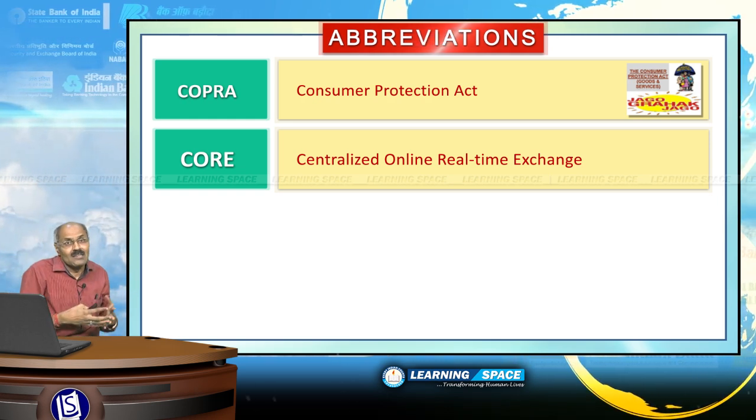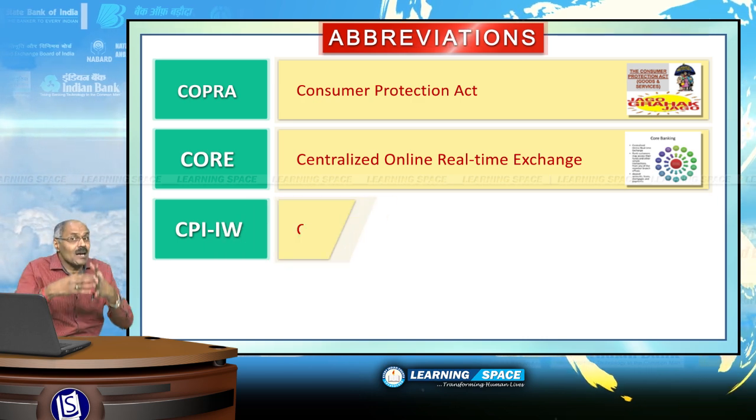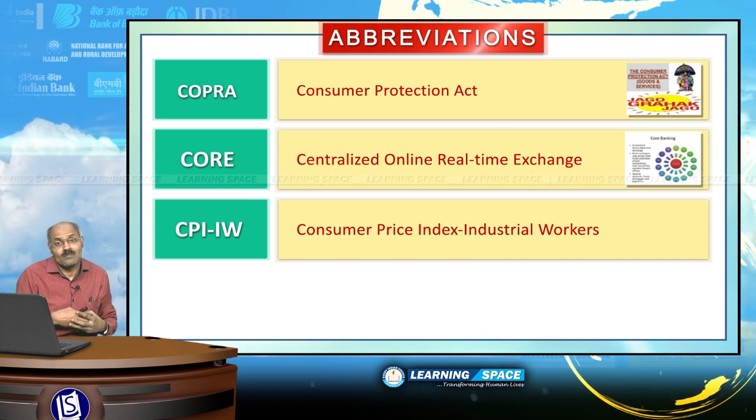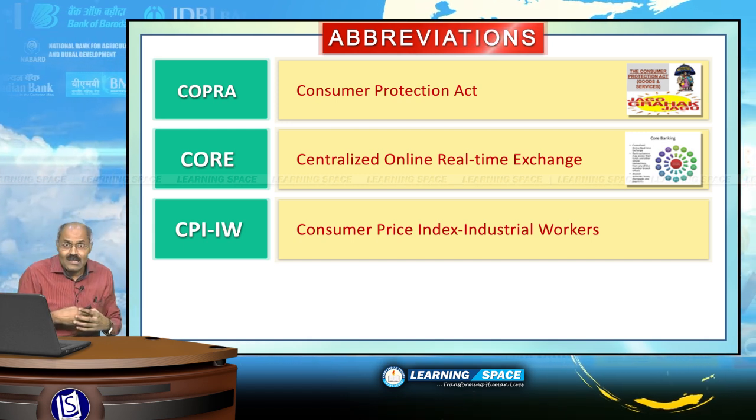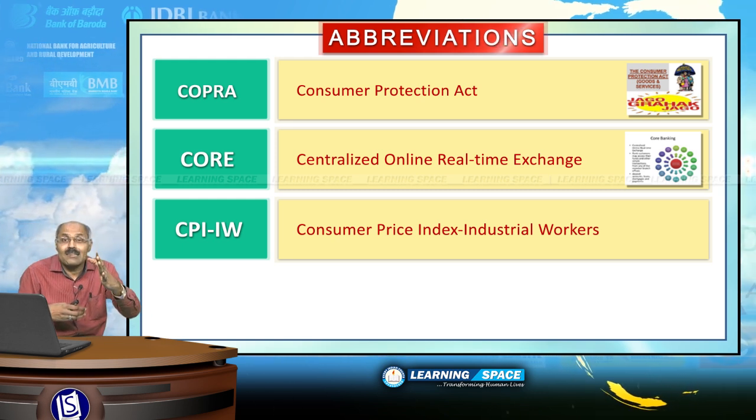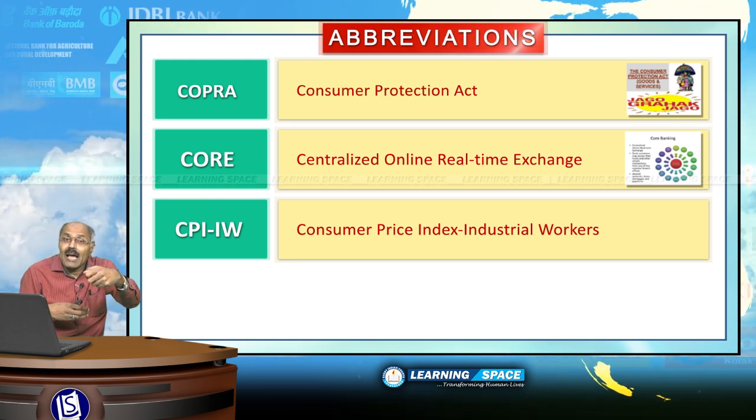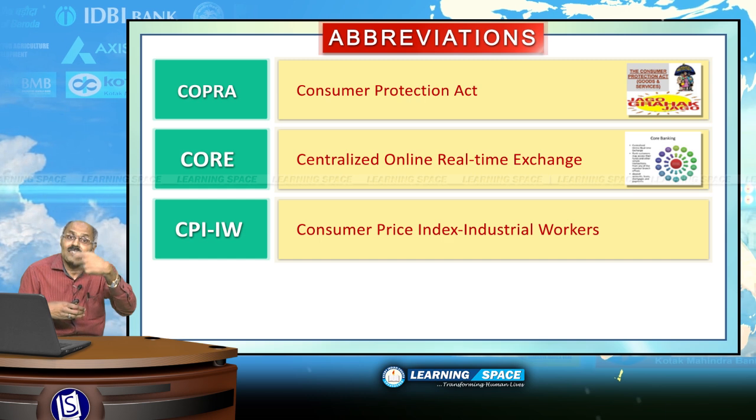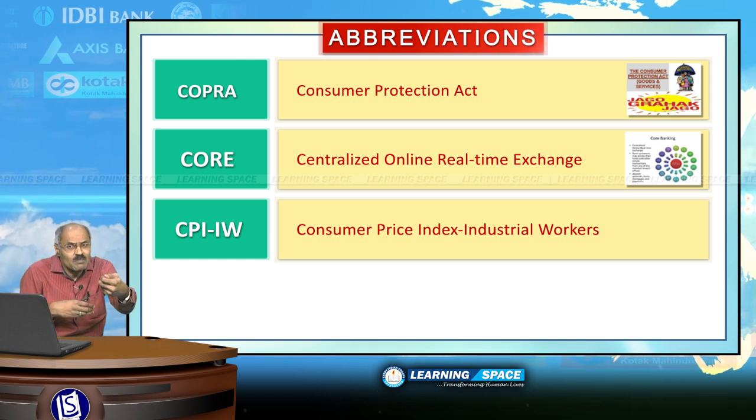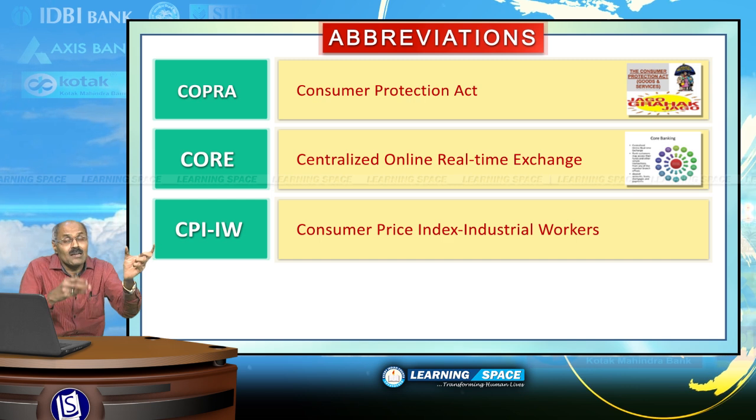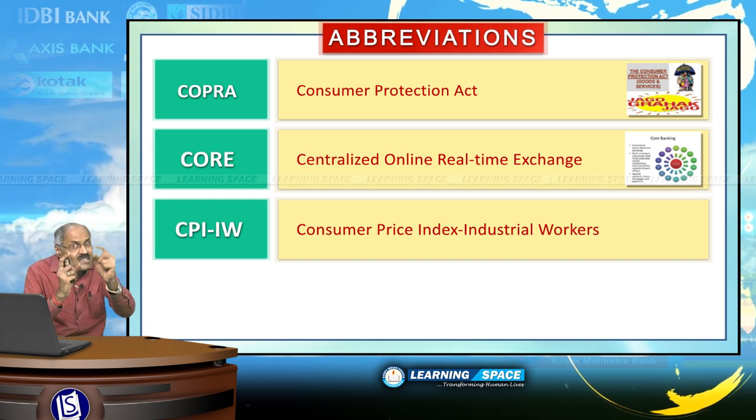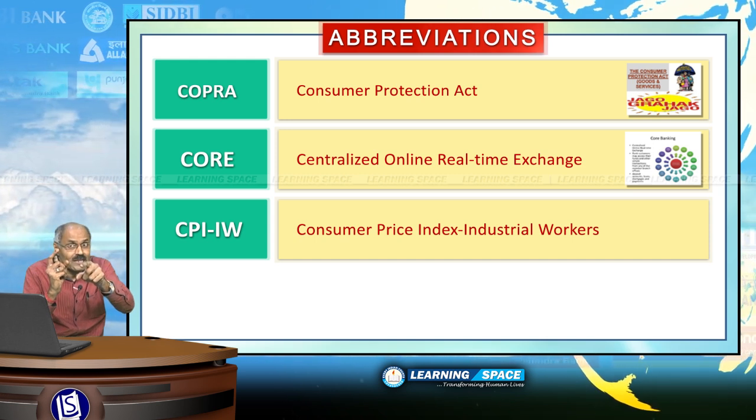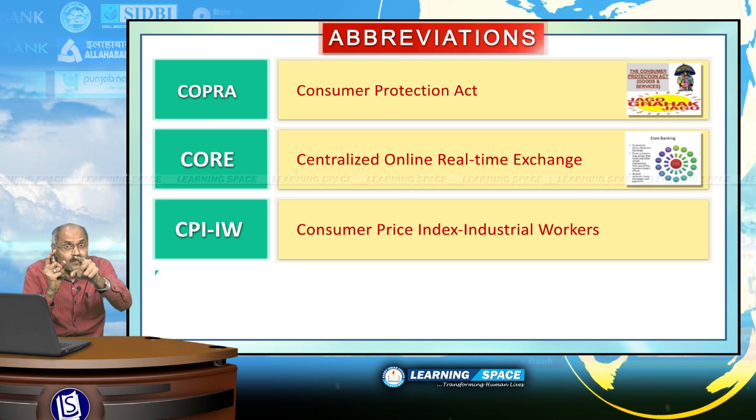Please don't forget. CPI IW, CPI is Consumer Price Index. All of you are well aware, this IW is industrial workers. Government employees' salaries, DA is revised once in 6 months. Government announces increase in dearness allowance or dearness relief once in 6 months, and this is based on the consumer price index for industrial workers, and this is released by Labour Bureau, Government of India. Please don't forget, this is released by Labour Bureau.